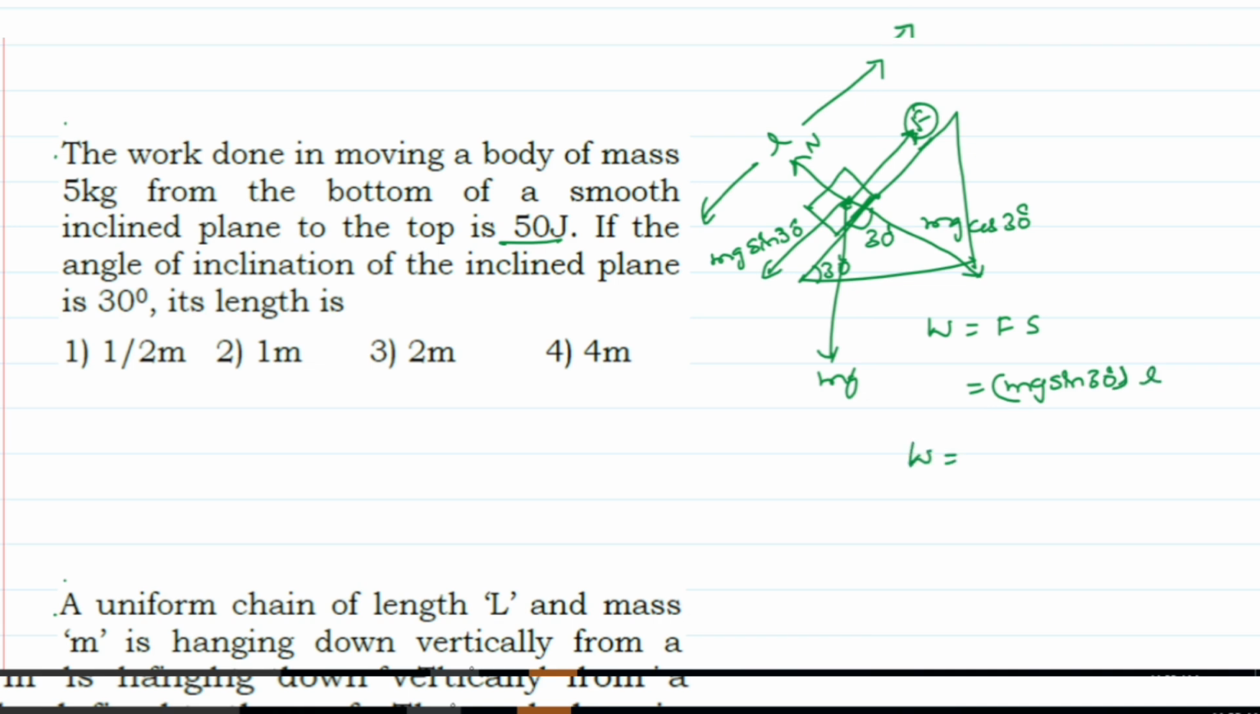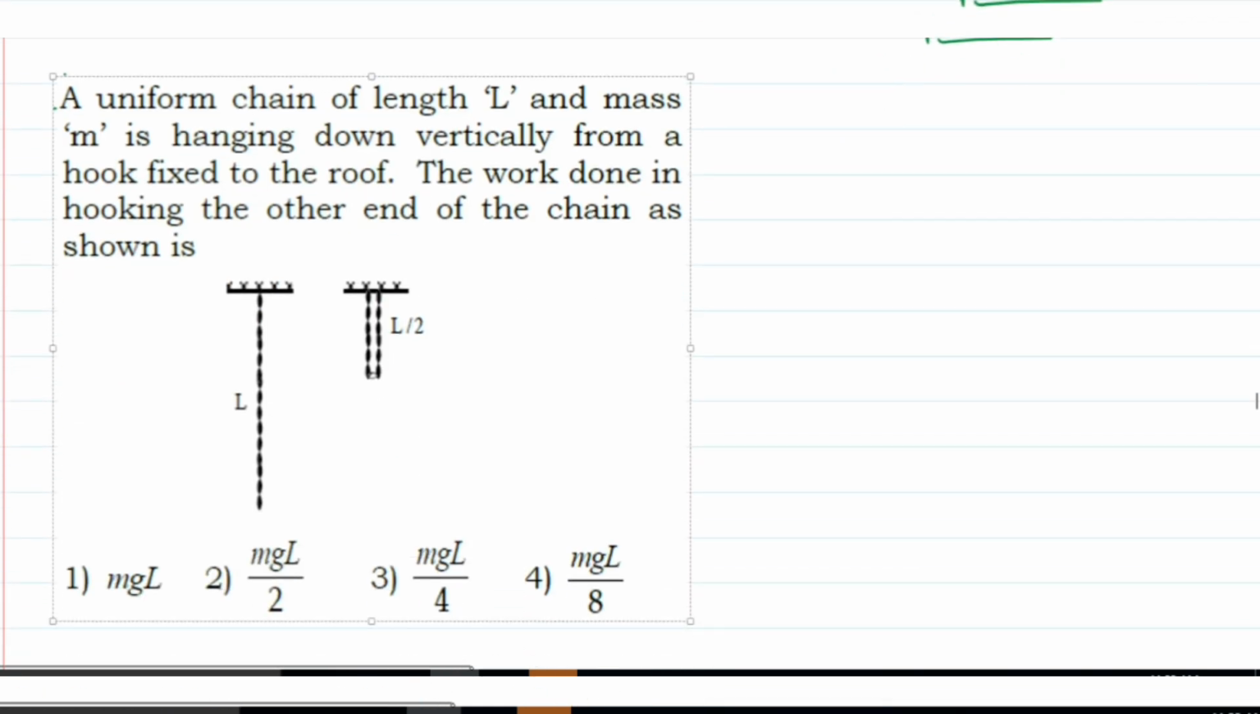Then W is given as 50 joules, which equals mass 5 kg, g value 10, sin 30 is 1 by 2, into the length of the inclined plane. So the 50 and 50 get cancelled. So the length of the inclined plane, by taking the LCM, will be 2 meters. So 2 meters is the correct answer. Let us see the next question.